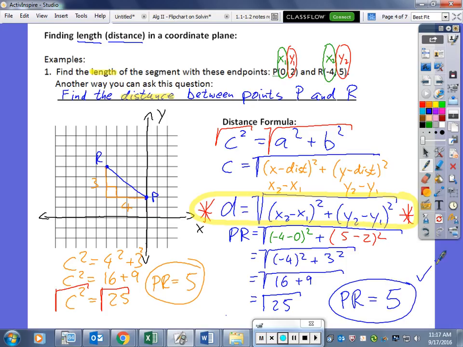This is the same answer that we got when we did it on our coordinate plane. This is what we wanted. Excellent work, guys. Now go ahead and watch the second part of this tutorial.